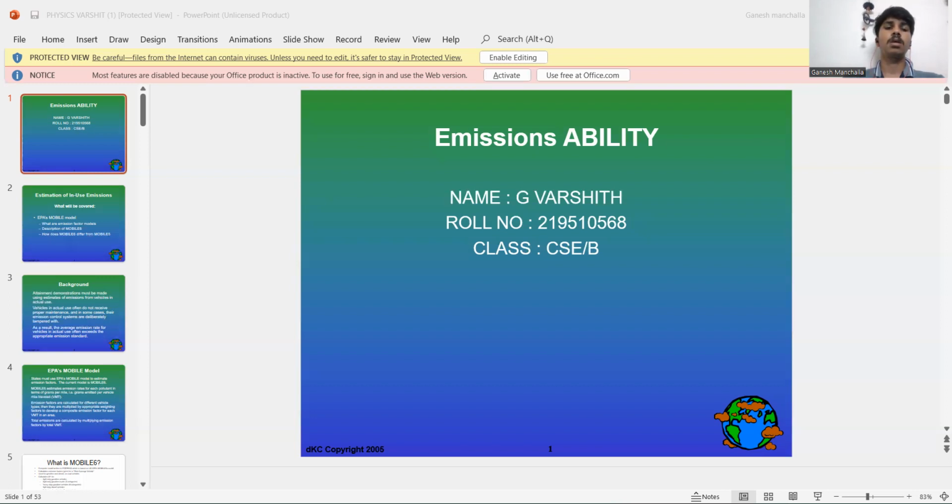EPA MOBILE model, Part 5. Estimating vehicle miles traveled, VMT.